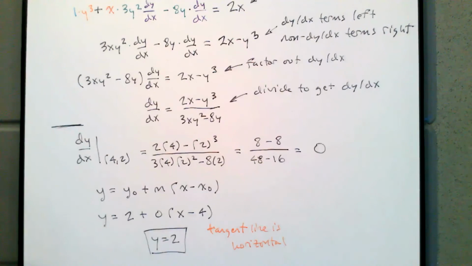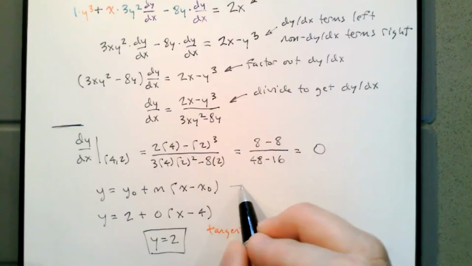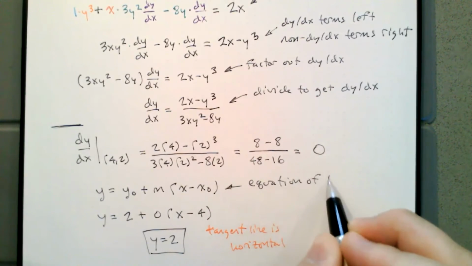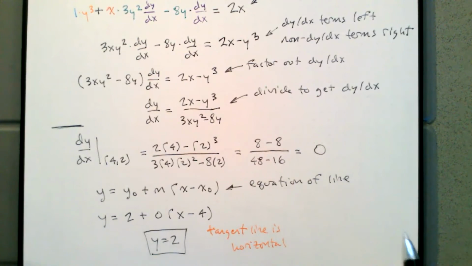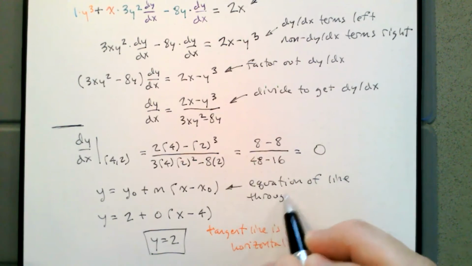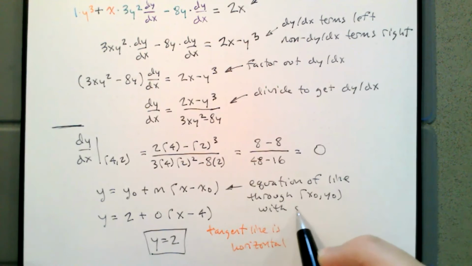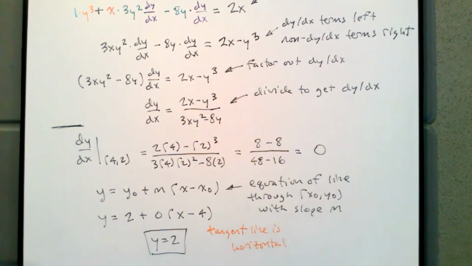Can you explain what those variables mean? Like, y naught. Oh, so this right here is the point-slope form. This is the equation of a line containing the point (x naught, y naught) with slope m. This is what y equals mx plus b looks like when we have a generic point rather than the y-intercept.